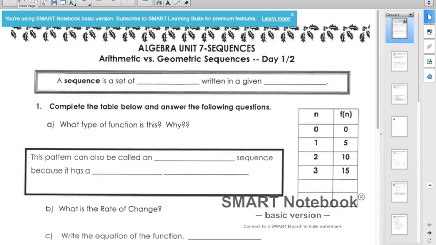Sequences: arithmetic versus geometric sequences.